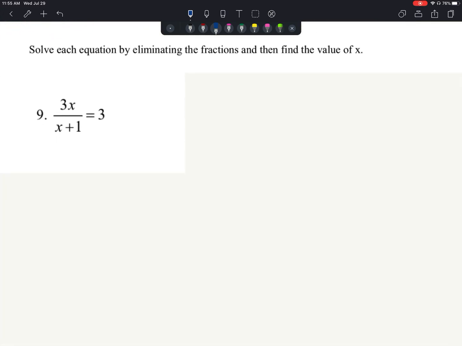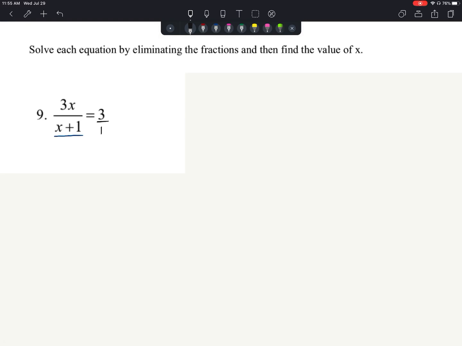We've got 3x over the quantity of x plus 1 is equal to 3. Now, this is the first time that we've had what we call a binomial in the denominator there, right? An expression that has plus or minus in the denominator. So we've got to figure out here what we need to do. And what I'll tell you here actually is you can do the same thing that we've been doing all along.